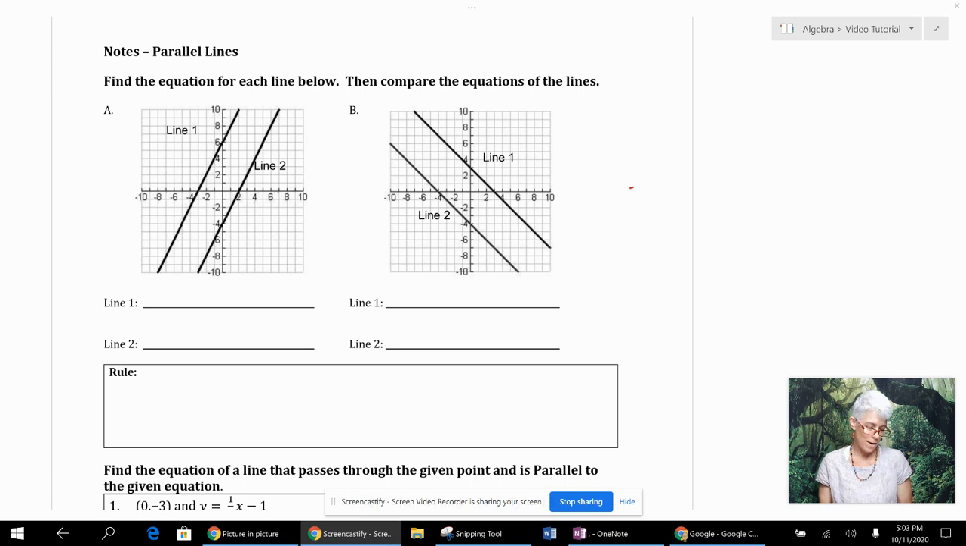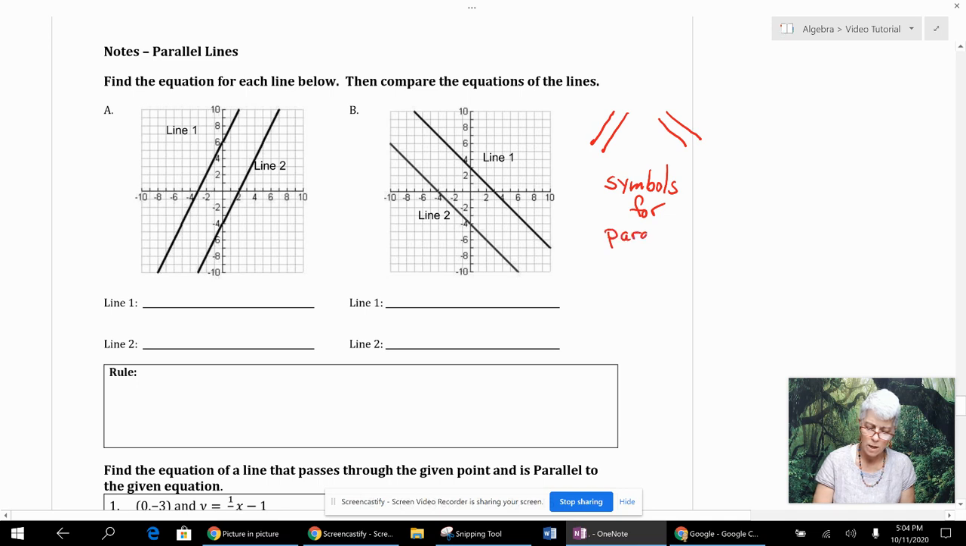So let's get going. We're going to find an equation for each line below, just so you understand what it looks like. First, I just want to make sure that you know that these are symbols for parallel lines. So if you're writing that two things are parallel, that might be a symbol that you would use to indicate parallel lines.